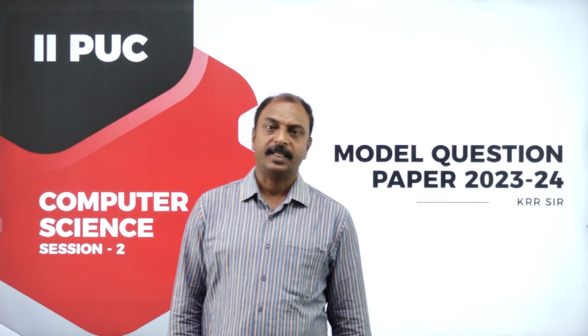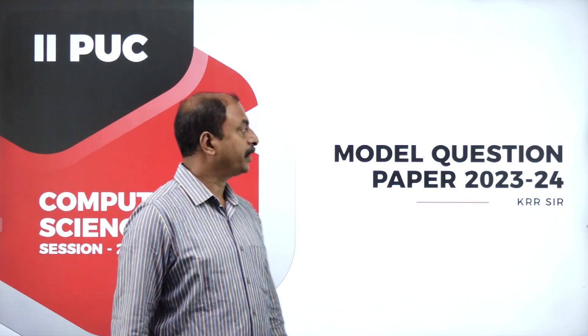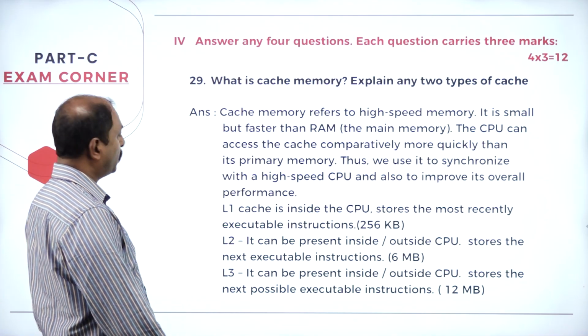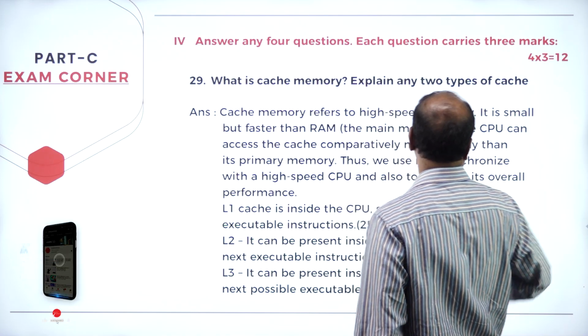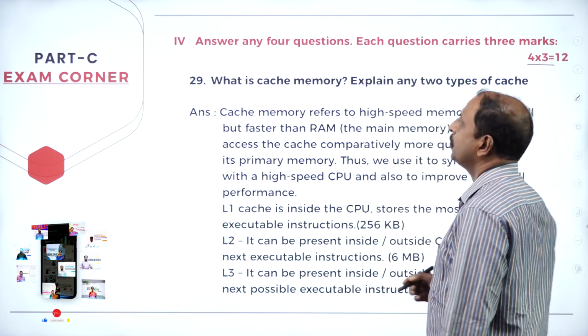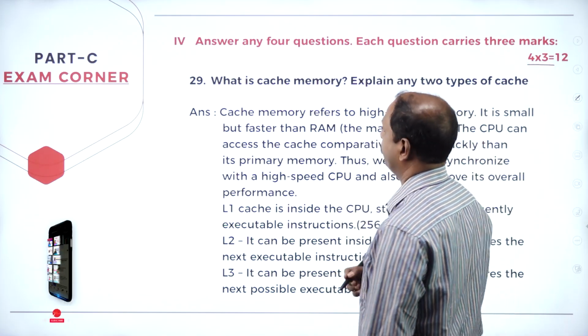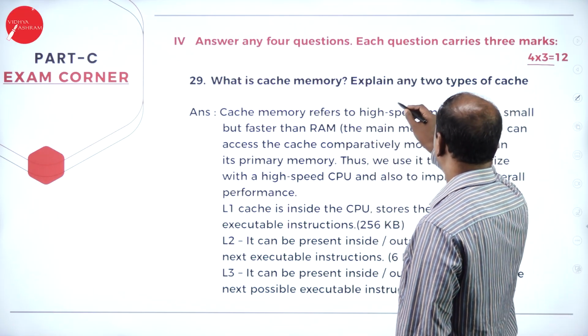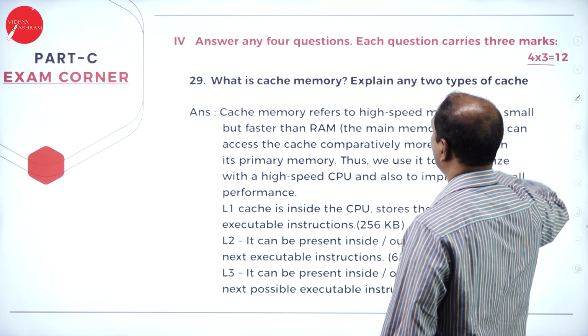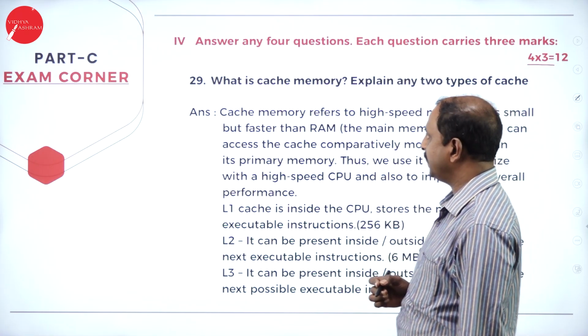Students, let us continue our discussion with the model question paper, and let us start with the part C. So part C, it is a 3 marks question. You have to answer any 4. So here next question is, what is cache memory? Explain any 2 types of cache here.